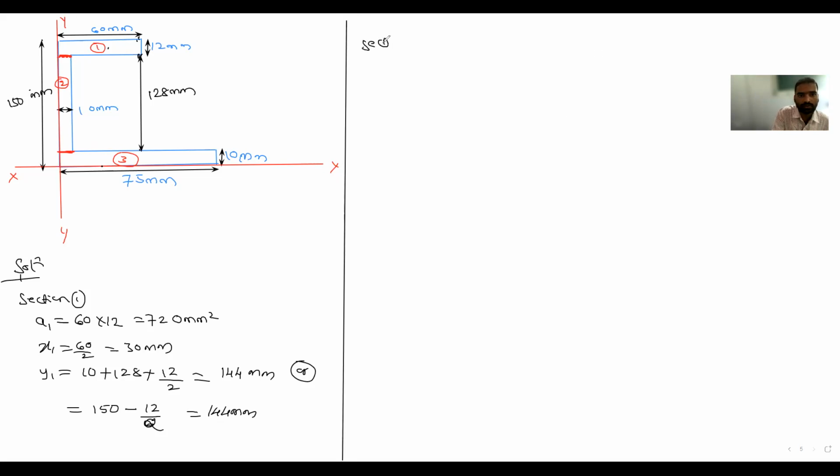So section 2. Now can you tell me the area? Width is how much? Width is 10 mm. And the depth of only section 2 is how much? 128. So 1280 mm square. Next, x2. x2 means along the horizontal direction. What is the total width in the horizontal direction? 10. 10 by 2. That is equal to 5 mm.